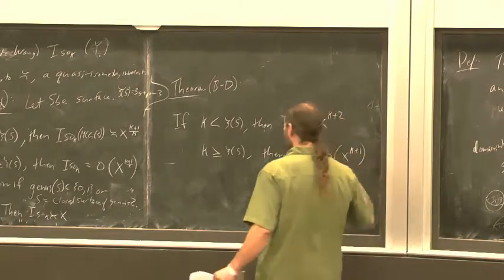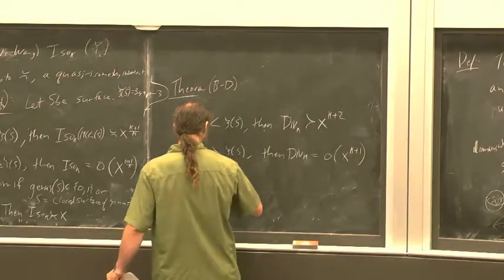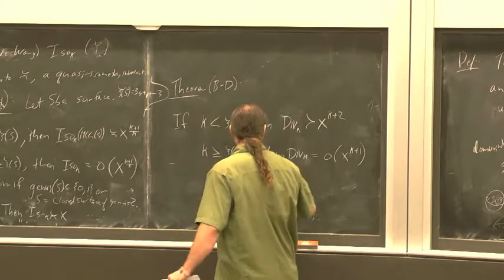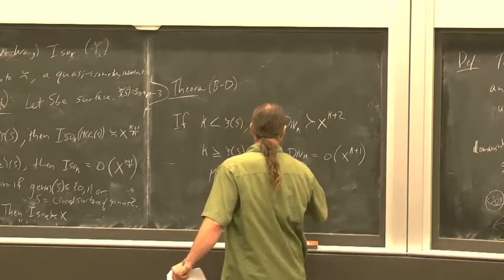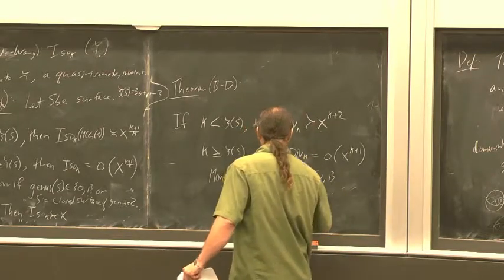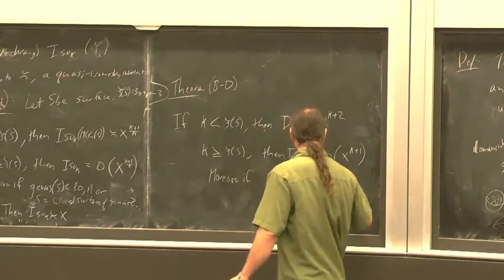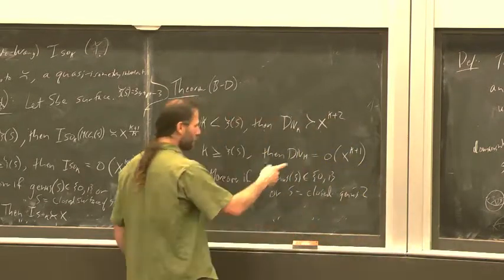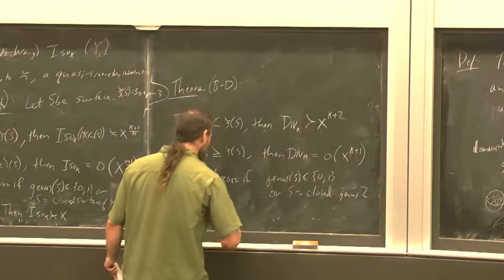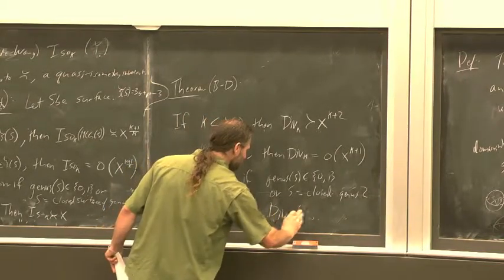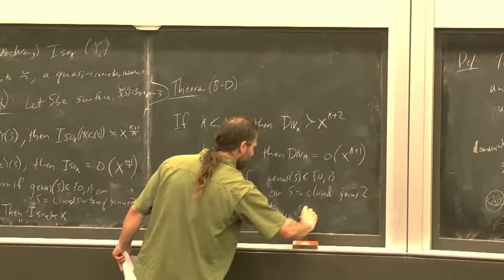Right. And again, there's a moreover here. Moreover, if you're in these same cases, if the genus of S is either 0 or 1, or S is closed genus 2, then we get that it's exactly, in fact, x to the k. Then the k-dimensional divergence is x to the k.